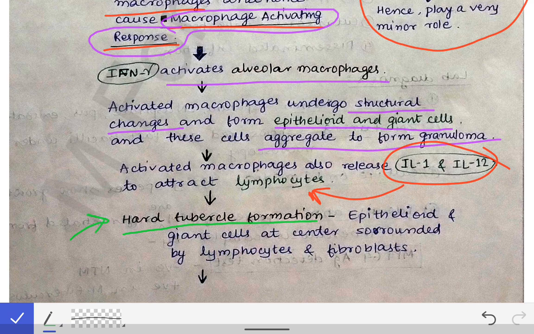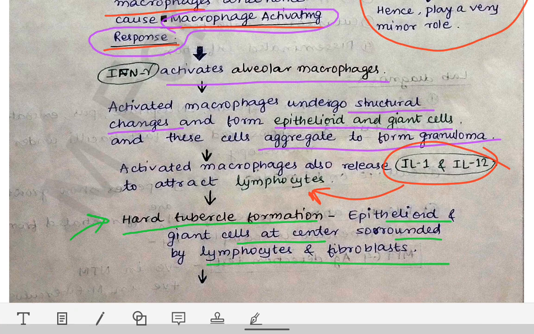In pathology we read a simplified version, that is the later stage of the disease. We read in pathology that there is a central necrosis. But here we come to know that initially there is no necrosis at the center, and that is called a hard tubercle. That hard tubercle has epithelioid and giant cells at the center, surrounded by the lymphocytes and fibroblasts, and no necrosis at the center. The necrosis will occur later on. We will see how that occurs.